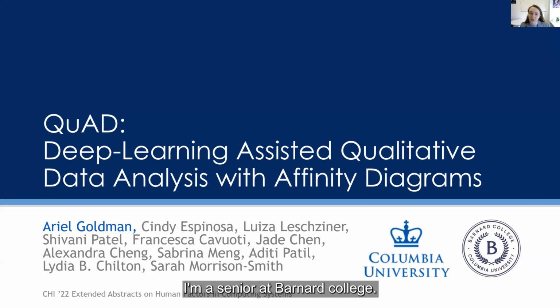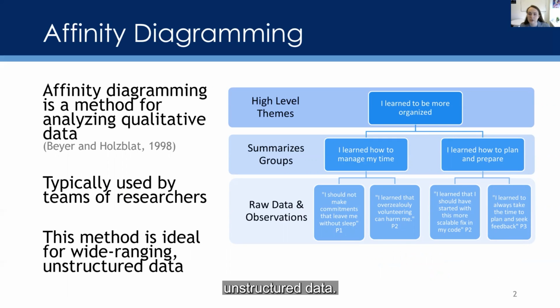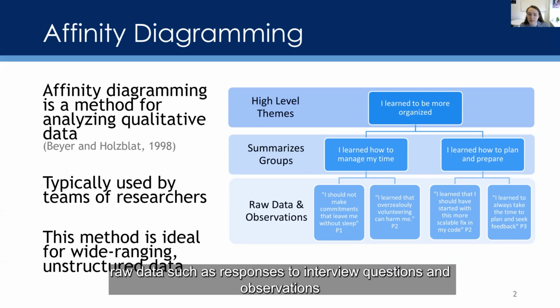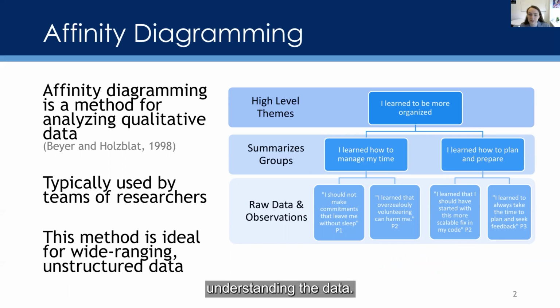I'm a senior at Barnard College, and today I'm going to talk about using deep learning to assist affinity diagramming, a type of qualitative data analysis. One key method for producing nuanced interpretations of qualitative data, affinity diagramming, is ideal for wide-ranging unstructured data. In this method, raw data, such as responses to interview questions and observations, are iteratively grouped from the bottom up, forming a hierarchy that facilitates understanding the data.